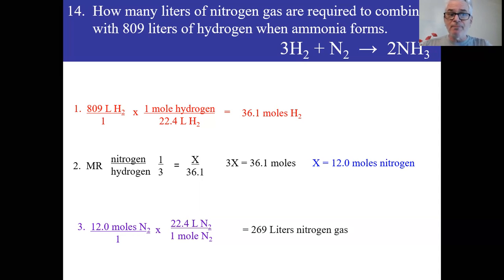But what does this mean? If you have a really big balloon of 809 liters of hydrogen, how many liters of nitrogen will it take to perfectly balance this equation? Well, it's going to take a big balloon, but it's only going to be 269 liters. It looks to be about a third, give or take with the significant figures.